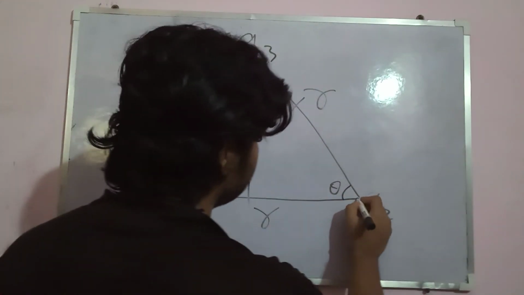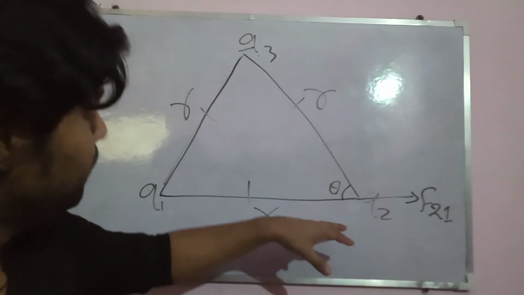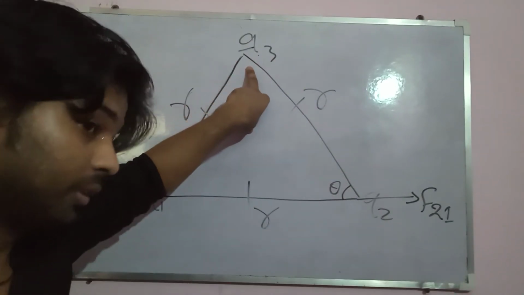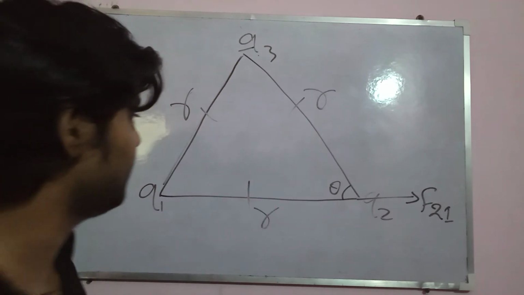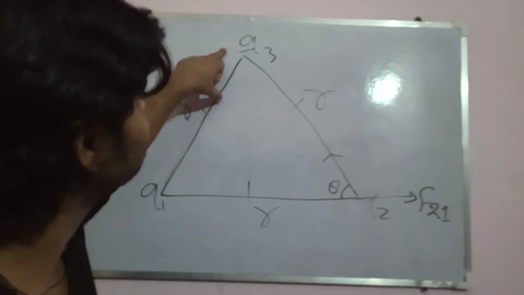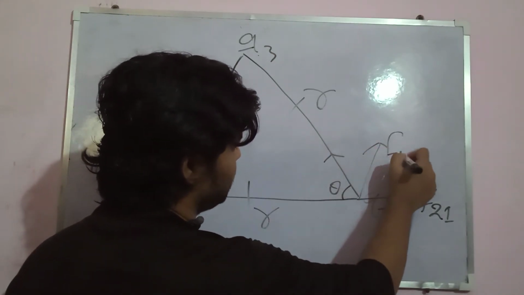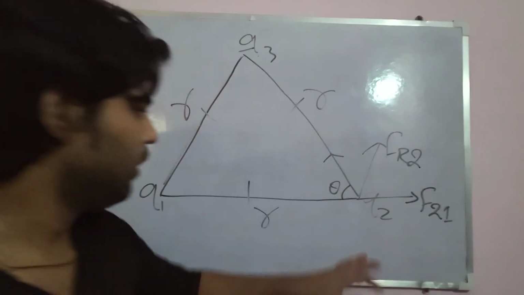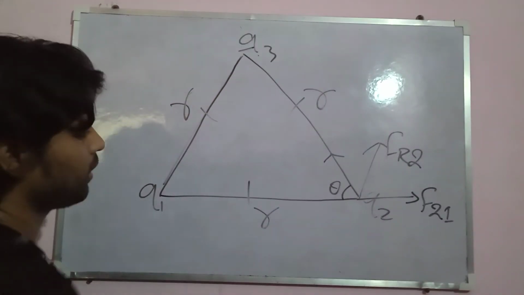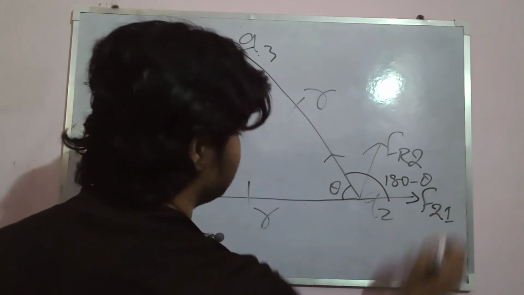So again, F21 will be repulsive. But be careful this time. The force on Q2 by Q3 is not repulsive this time. It will be attractive, in this direction. Why is it attractive? Because one is positive and the other is negative. So the resultant of these two forces, suppose it's in this direction, will be the resultant force on the charge Q2. And this time, this angle will be 180 minus theta.